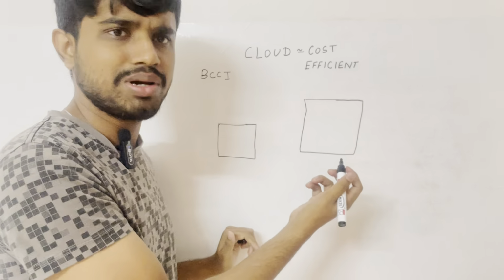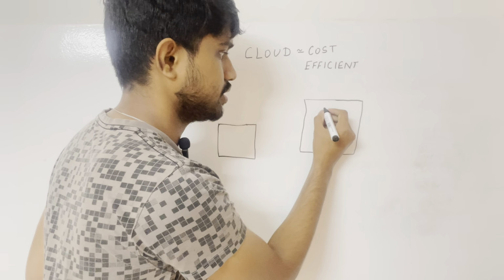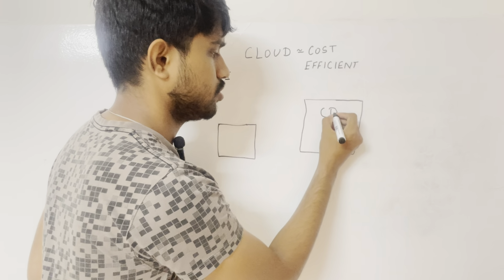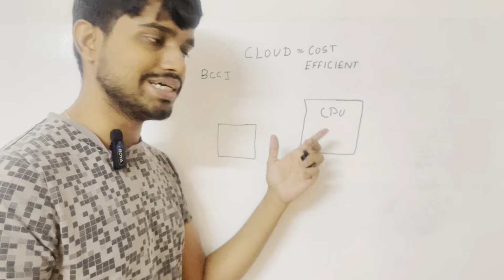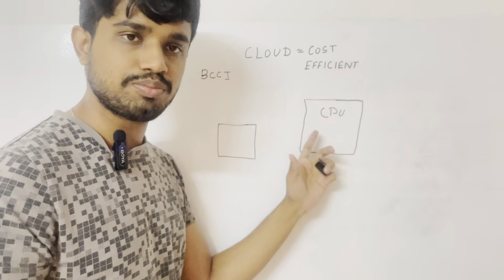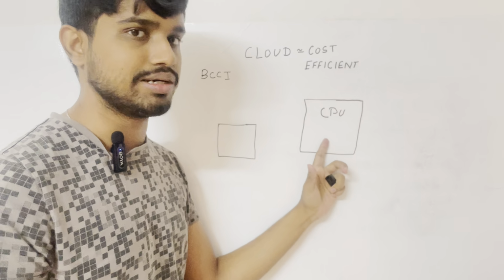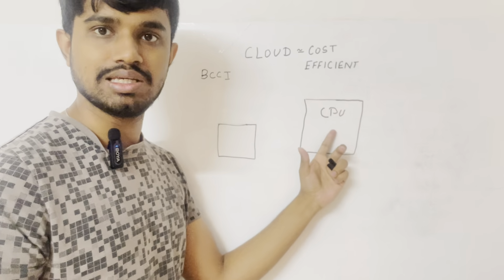So what I mean by a big computer is nothing but a CPU, which is central processing unit, which basically does the actual work. It does the processing of your videos and renders it on the screen, and those things basically the CPU does.